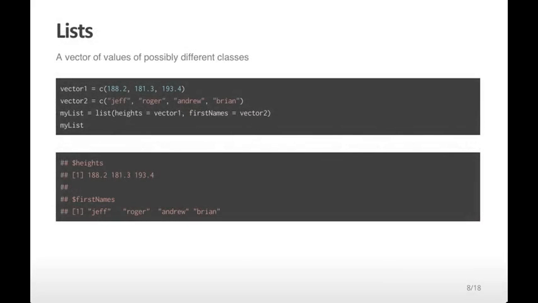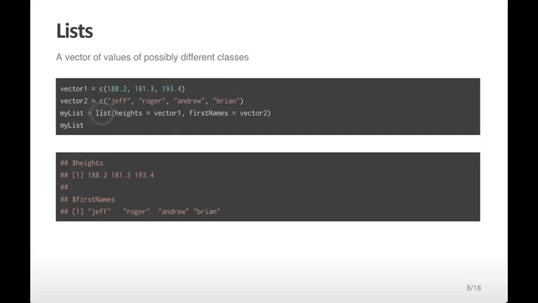Sometimes we might want to concatenate different types of variables together where they have different classes. A vector of values of possibly different classes is called a list. So here I create 2 vectors, vector 1 and vector 2. Vector 1 has 3 values that are numeric. Vector 2 has 4 values that are characters.